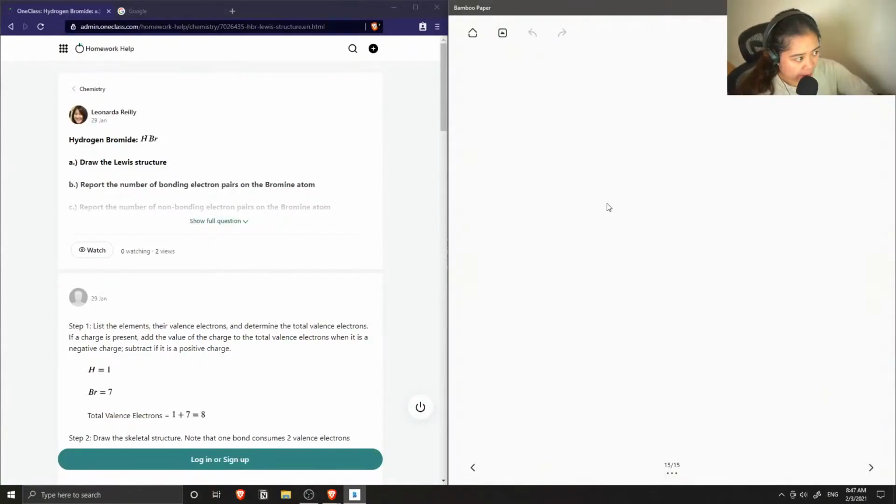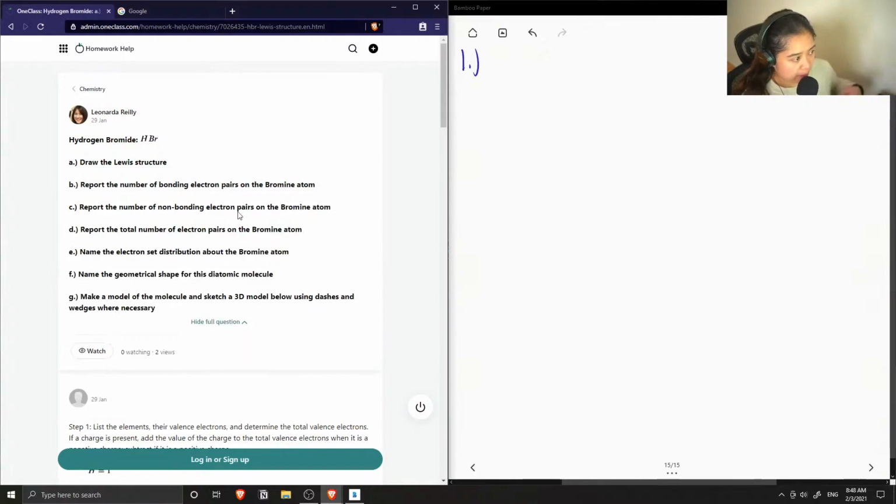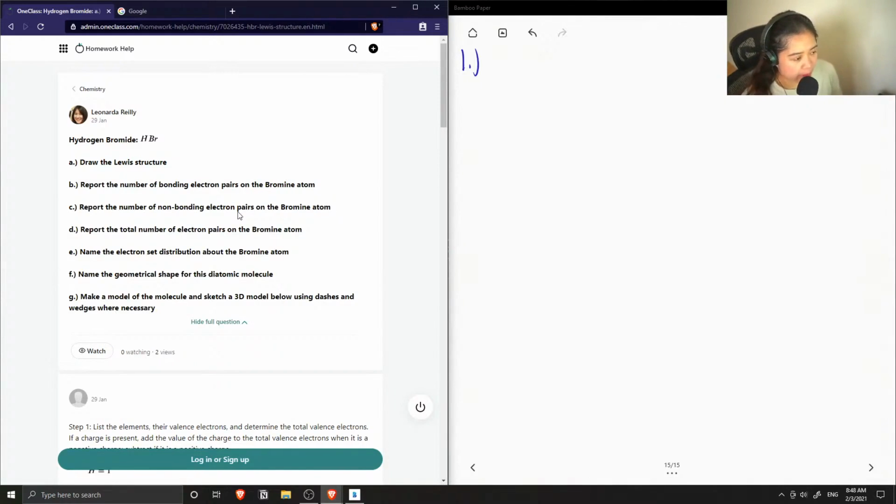Okay, so question 1 talks about hydrogen bromide. Part A is to draw the Lewis structure. B, report the number of bonding electron pairs on the bromine atom. C is to report the number of non-bonding electron pairs. D, report the total number of electron pairs on the bromine atom. E, name the electron set distribution. F is the geometrical shape for the diatomic molecule. And G, make a model of the molecule and sketch a 3D model below using dashes and wedges where necessary.